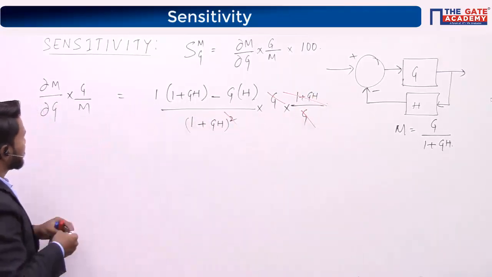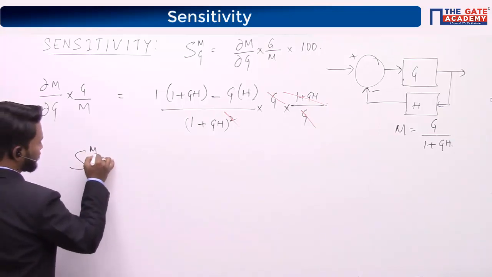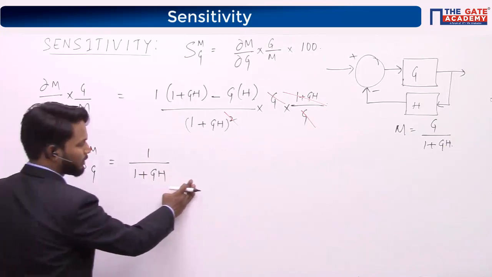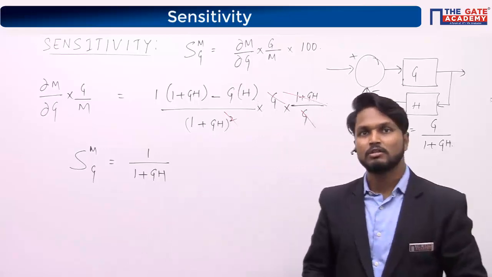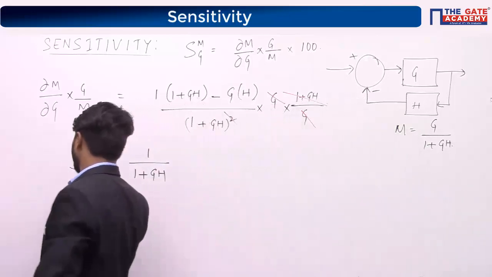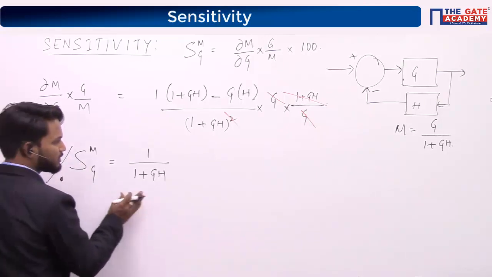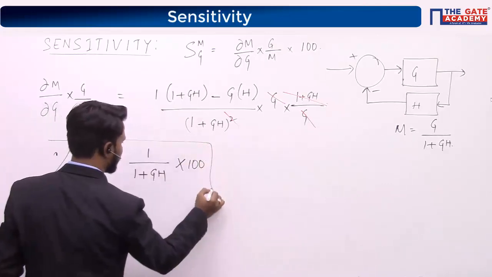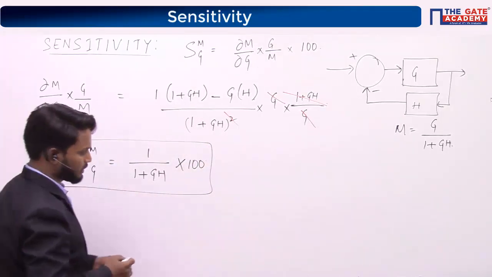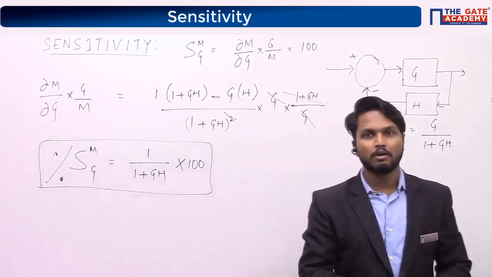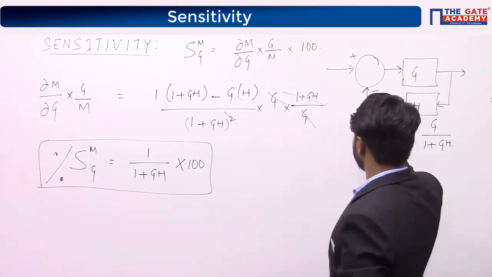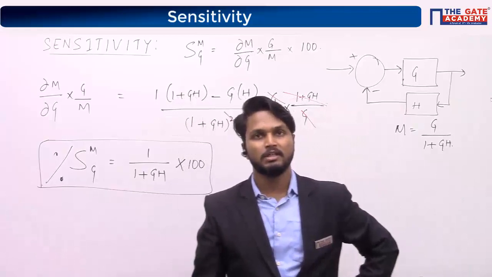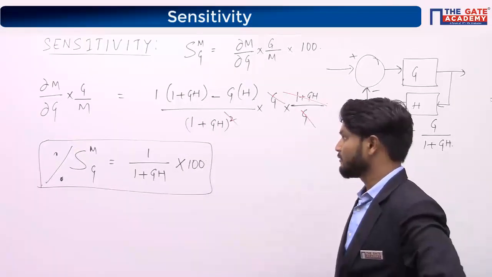You are left with what? Sensitivity of the overall transfer function with respect to G is equal to 1 divided by 1 plus GH. So this is the sensitivity. Therefore, if you want this sensitivity in percentage, this is per unit sensitivity, just multiply it by 100 and you will get percentage sensitivity. So this is the sensitivity of any closed loop transfer function, that is 1 by 1 plus GH. Is it clear, everyone?